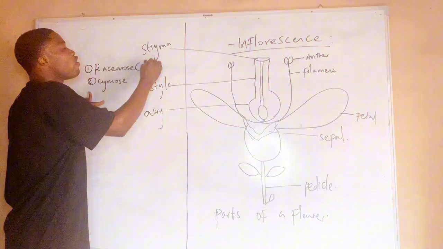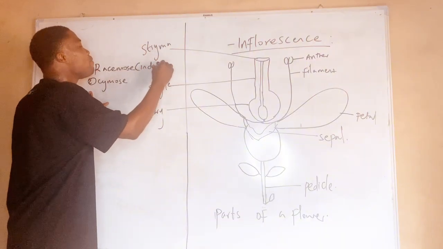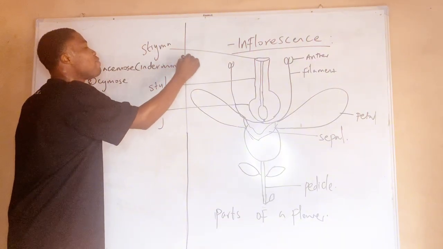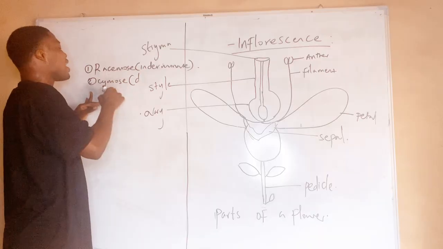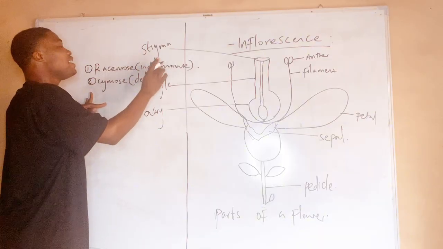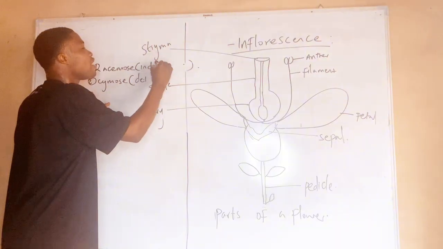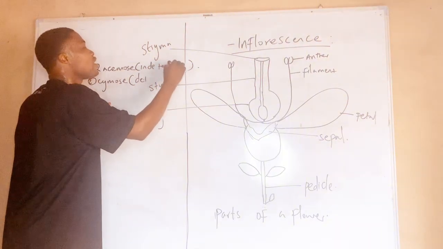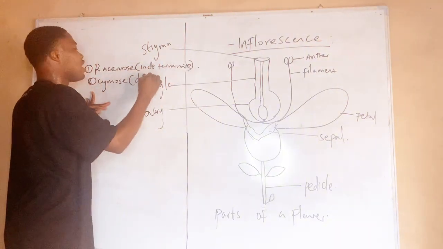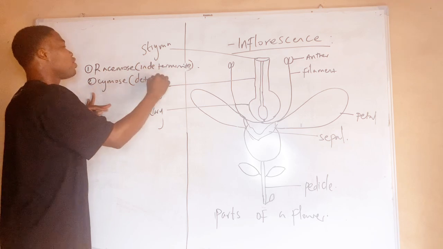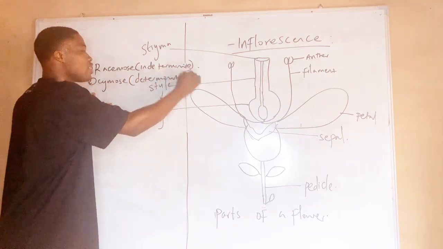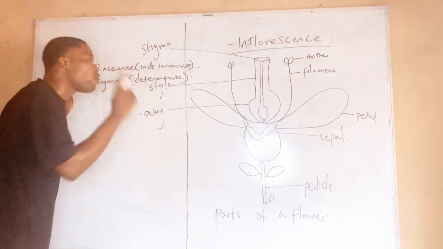The racemose inflorescences are called indeterminate inflorescence, while the cymose inflorescences are called determinate. Pardon my spelling. Determinate. That is why this inflorescence is said to be a determinate inflorescence.